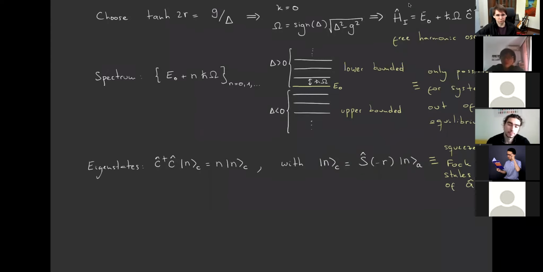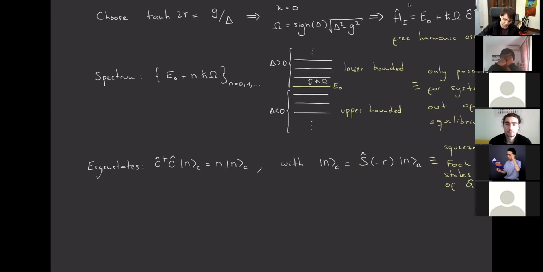So this I am going to prove now, but you see that this is actually very interesting because it's already telling us that this Hamiltonian has some relation to squeezed states, okay? So the eigenstates of this Hamiltonian are no longer the bare Fock states of the cavity, but the squeezed version of these ones. So let me just prove this to you because it's very simple and very instructive.